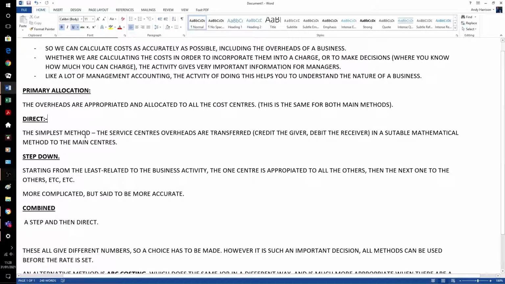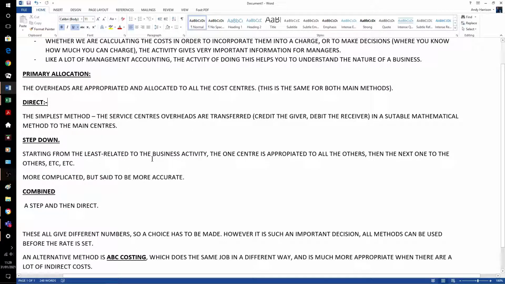Then it splits. The direct method is relatively simple. Service centres are transferred, so credit the service centre, debit the receiver, the main activity, in a suitable mathematical method to the main centres. And then the step down is the really complicated, more traditional one that's supposedly more accurate. So we start off with the least related business activity, appropriate to all the other remaining centres, then the next one, then the next one. So rather than just into the 2, it's into the 5, then into the 4, then into the 3.